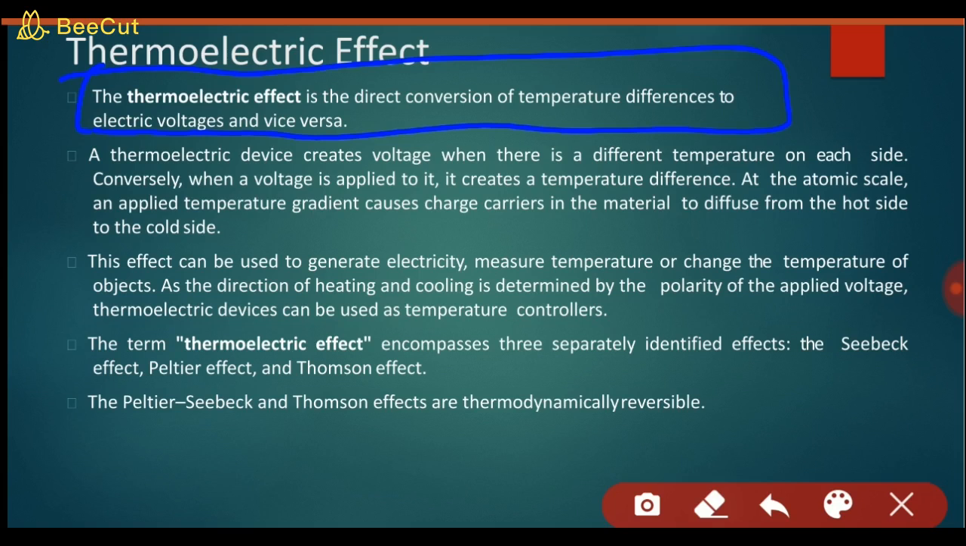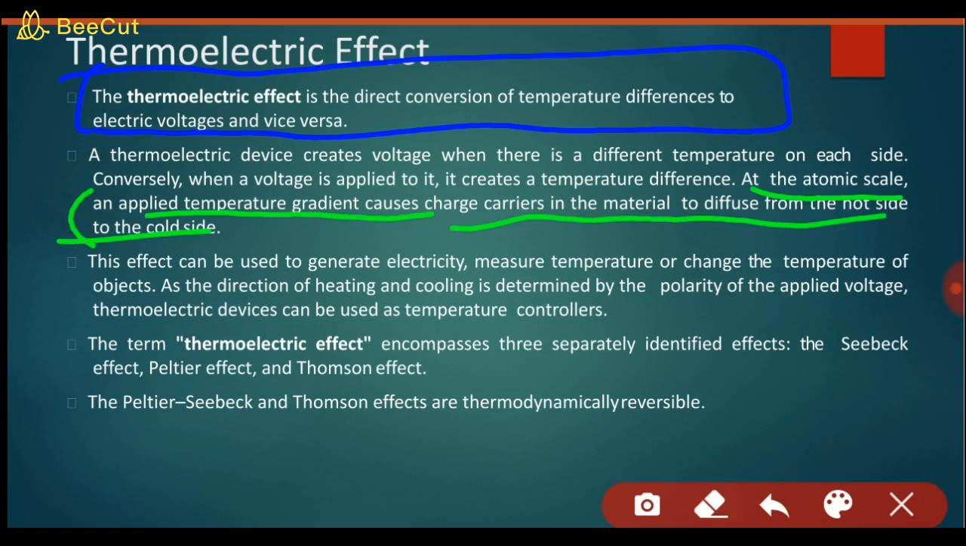Now, thermoelectric devices create voltage when there is a temperature difference on each side. Conversely, when a voltage is applied to them, they create a temperature difference. So at the atomic scale, an applied temperature gradient causes charge carriers in the material to diffuse from the hot side to the cold side.